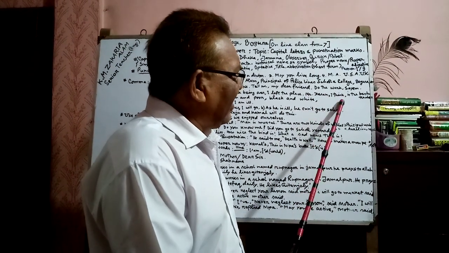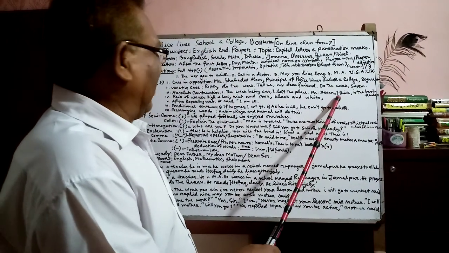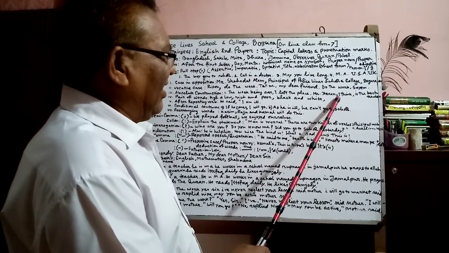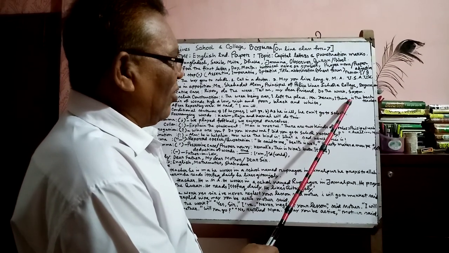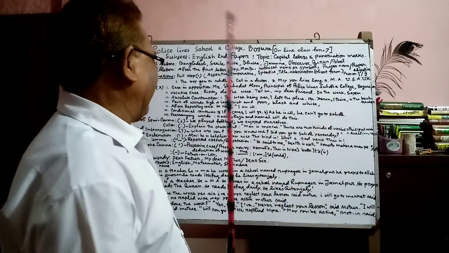Mr. Hassan, I think, is the best teacher. Here, absolute construction, Mr. Hassan. Here comma is used and I think here also comma is used. This is the absolute form of construction.